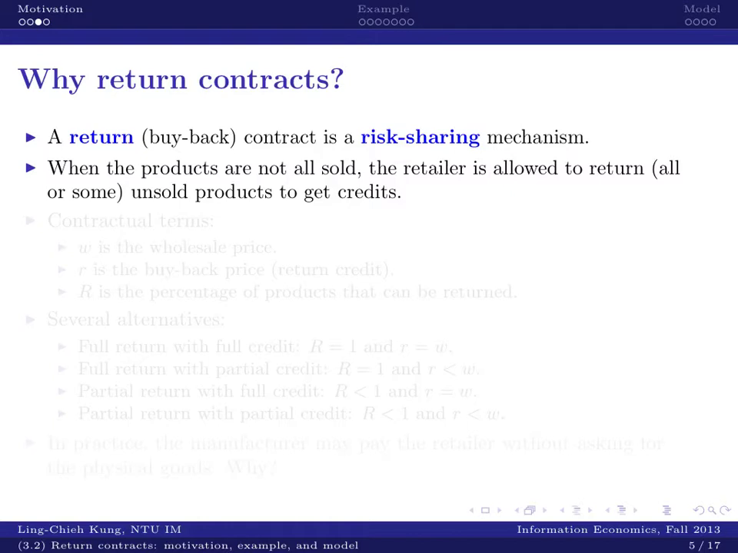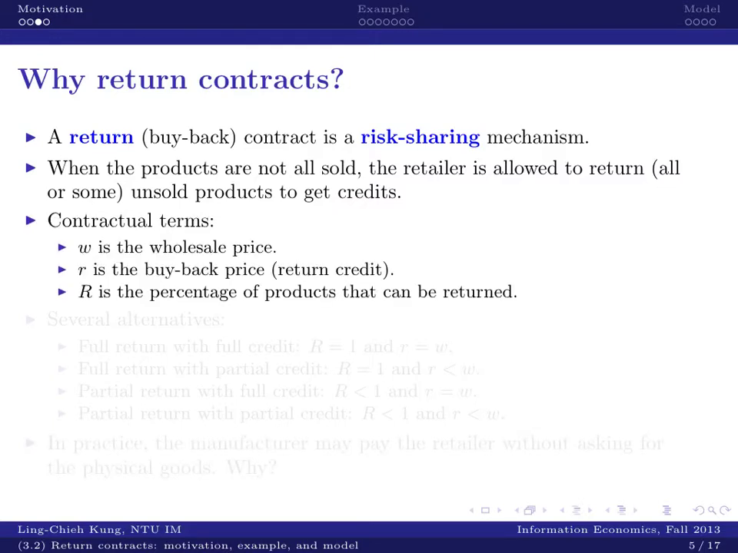The contract works in the following way. When the products are not all sold at the retailer side, the retailer is allowed to return, maybe all of them or part of them, those unsold products to the manufacturer and get some credits from the manufacturer. That means if I have 10 units left, for example, and I am allowed to return all of them, I'm going to return those 10 units to the manufacturer, and the manufacturer is going to pay me something as the credit or buyback price.